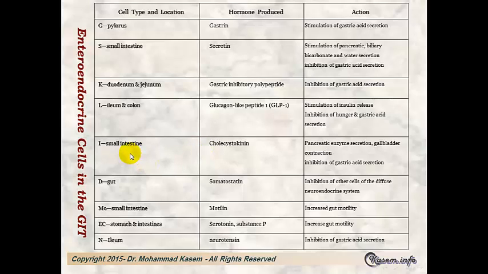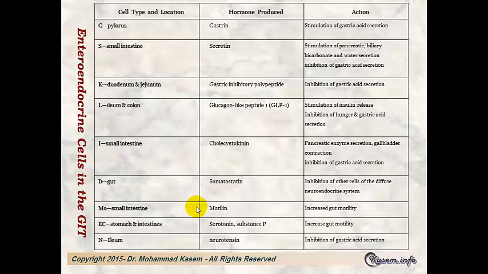The I cell in the small intestine secretes cholecystokinin, which leads to pancreatic enzyme secretion, gallbladder contraction, and inhibits the gastric acid secretion. The D cell in the gut secretes somatostatin, which inhibits other cells of the diffuse enteroendocrine system.